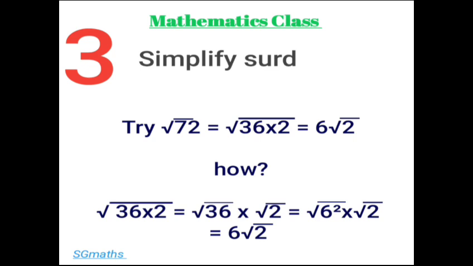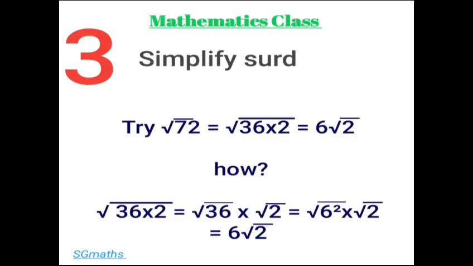If we just press root 72, the calculator gives me 8.485281374, and that is not actually correct in surd form. It doesn't mean that the calculator is not correct. Yes, the calculator is correct, but you can simplify it further to get your answer in surd form. And how are you going to do that? You say root 36 times 2, because 36 times 2 gives us 72. So when you find the root of 36 times 2, you're going to get 6 root 2.